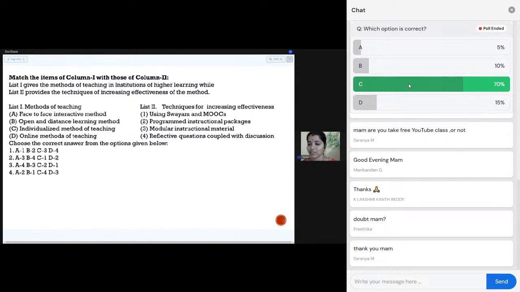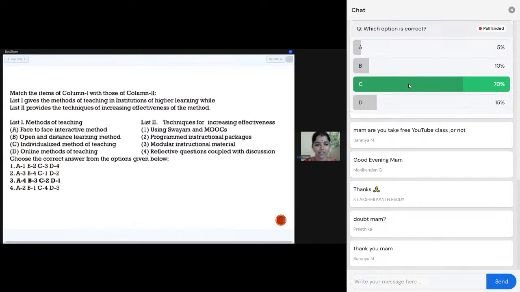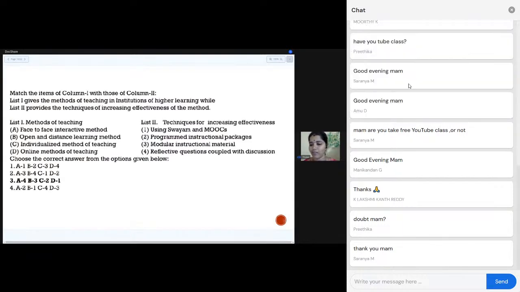Very good. I have got 70% of the right answer. The answer is option 3. So face-to-face interactive method, A4. When I do the face-to-face interactive method, I will be doing reflective questions coupled with discussion. ODL is a method of teaching where we use class model instruction material as the technique. And C2, individualized method of teaching, where we use the programmed instructional package.